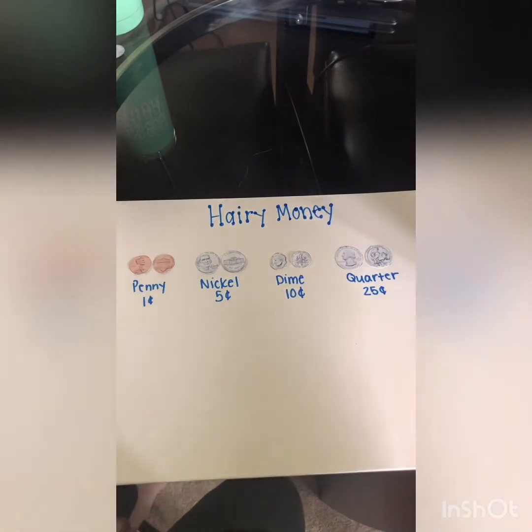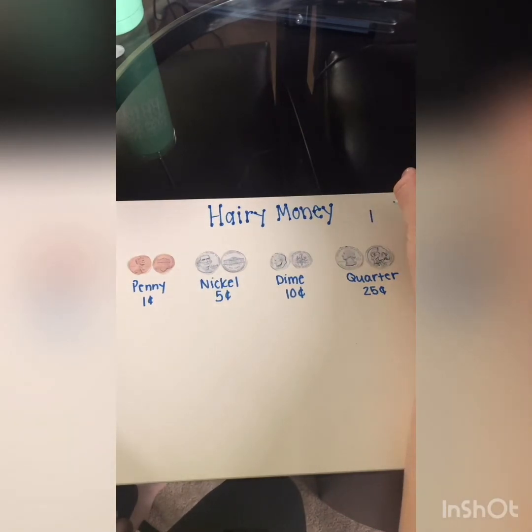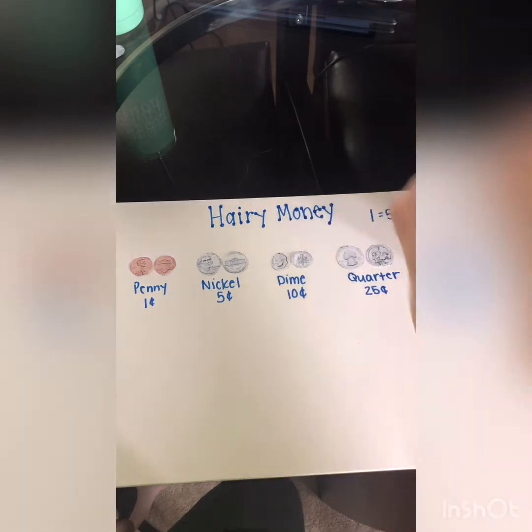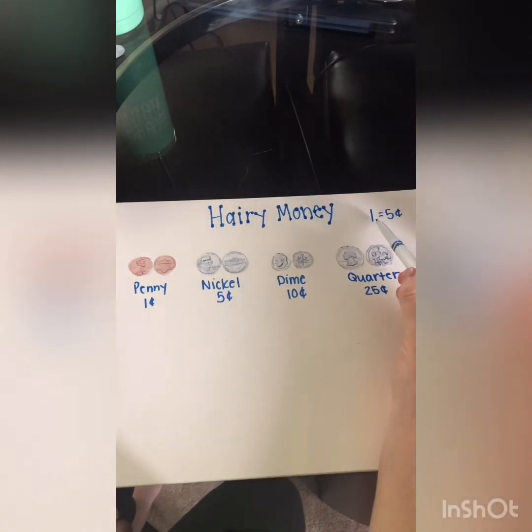Now, to count using the hairy money strategy, you need to make hairs on your coins. Each hair, this is my hair, is going to be worth 5 cents. I like to make my hair straight and well spaced on the coin so it keeps it organized and easy to count. In order to determine how many hairs go on each coin, we need to count by fives until we reach the value of that coin.